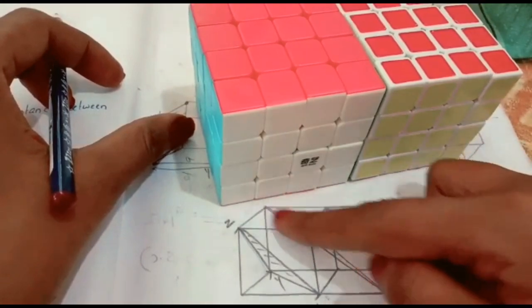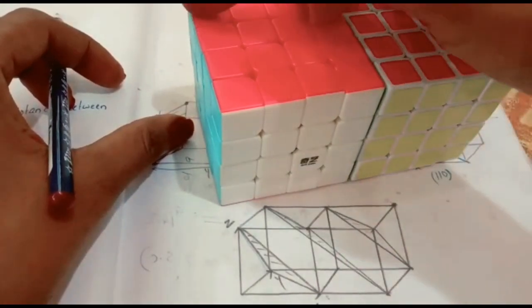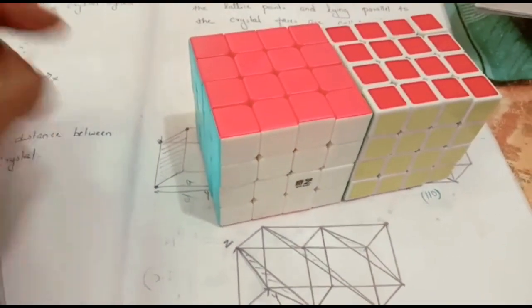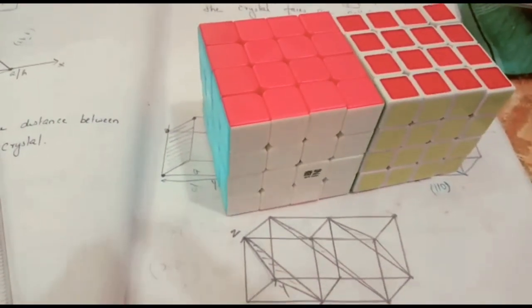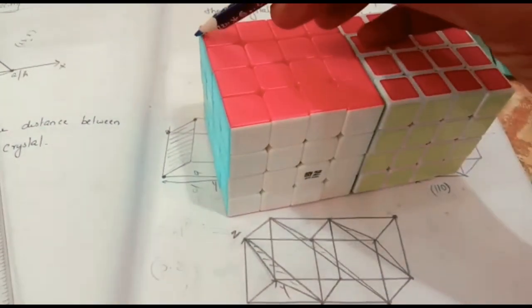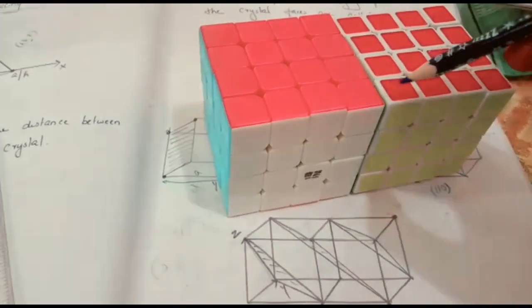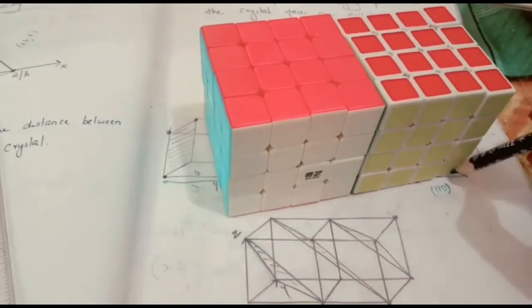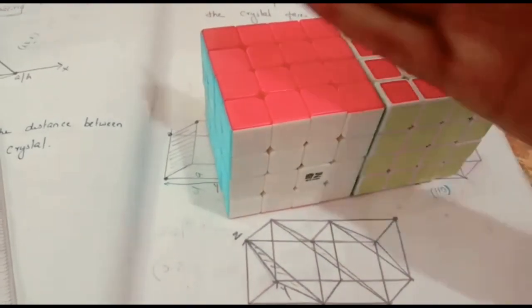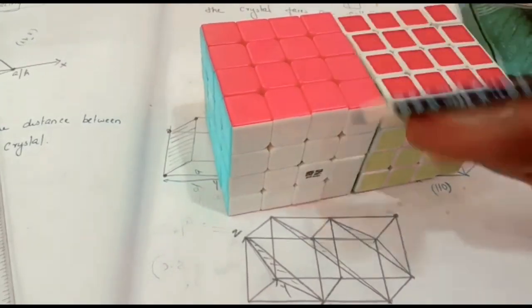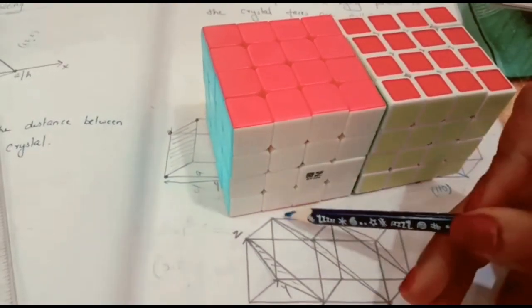Then another plane, this one, this plane is coming from the top. See this one, this plane will come from here to here, then inside the cube it will pass through here. That means that it will be passing through like this. That is this plane.